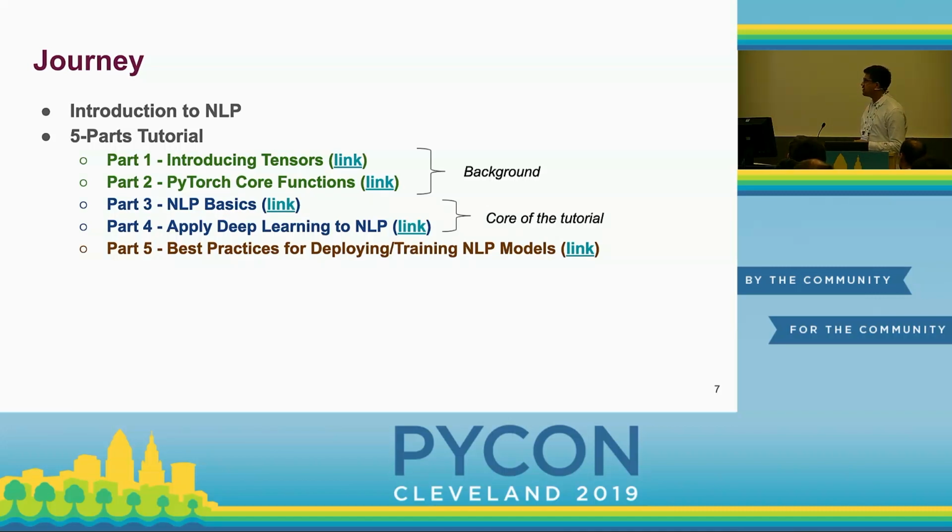So part 1 is introducing the concept of tensors. Most of deep learning and modern NLP is about tensors and how to manipulate and operate on them. And part 2 will be PyTorch core functionalities, a very important part of the presentation. That is in charge of background. Then we have part 3, which is NLP basics, and things like preprocessing, tokenization, creating vocabularies, and this kind of thing. And part 4 is applying deep learning to NLP.